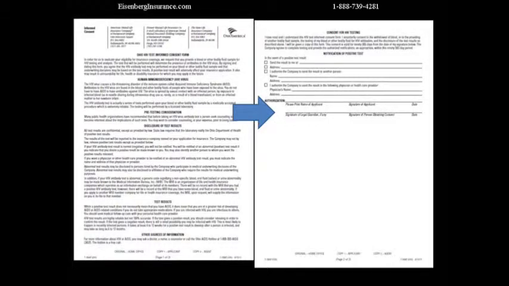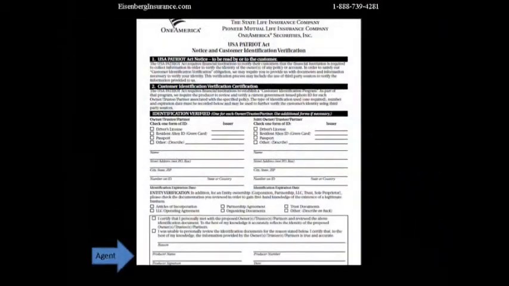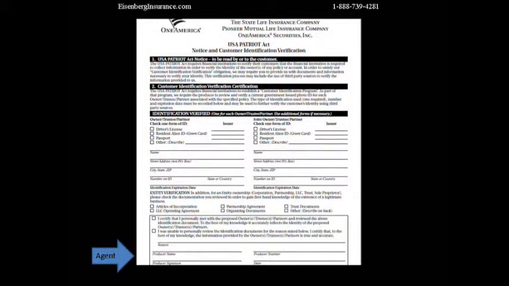The next two pages that we come to are the HIV consent form pages. On the second page, please include an address to have the test results sent to in the event that the results are positive. Please sign and date the bottom of the page.